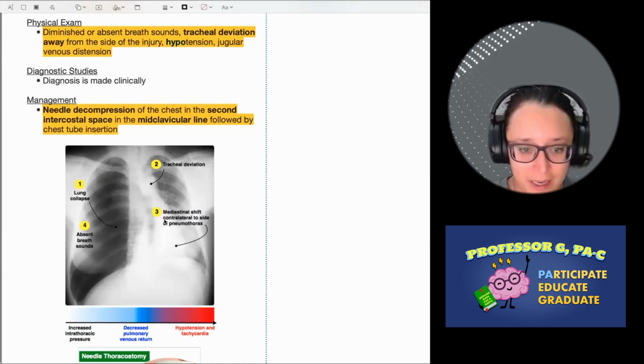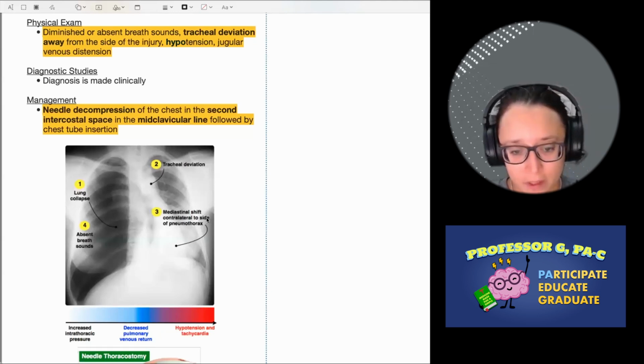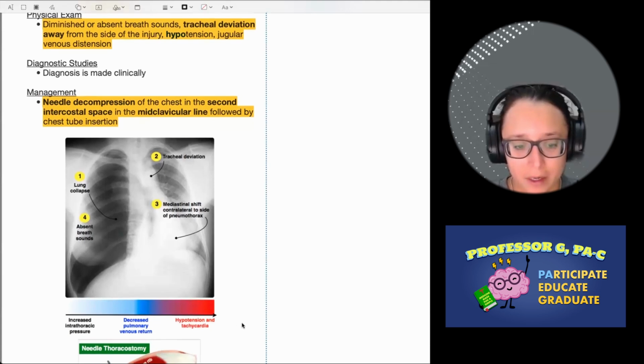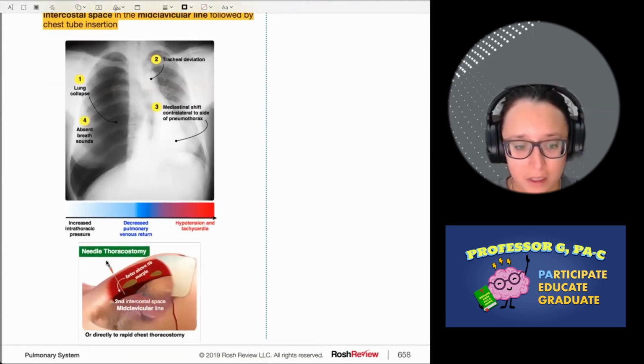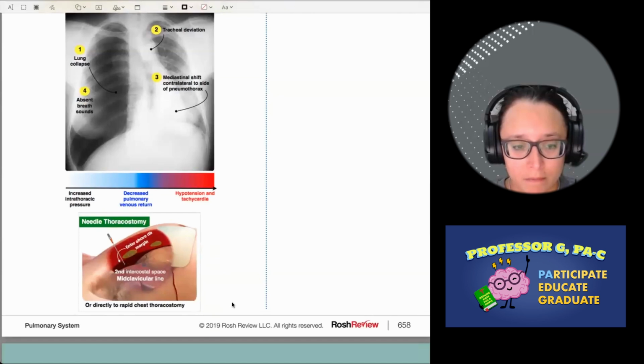Everything is deviated. The mediastinum is deviated. The trachea is deviated. This lung's collapsed. There's no breath sounds on this side. The more it shifts, the more you have the symptoms of hypertension, tachycardia, the decreased venous return stuff. Basically, you're sticking the needle in. It equalizes the pressure, and then from there you place the tube thoracostomy.